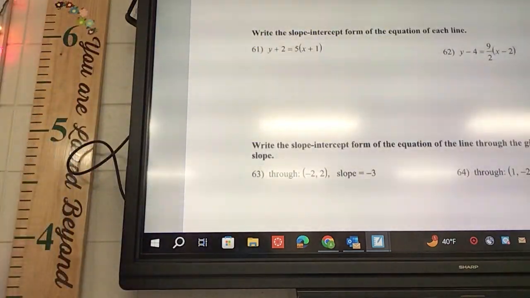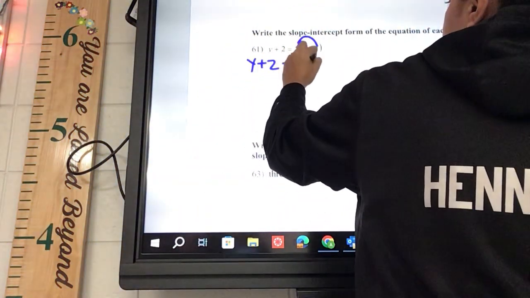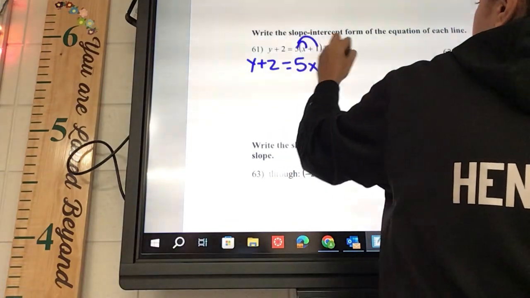Okay, 61 says write the slope intercept form. Okay, so that's just getting the y by itself. Okay, so when we see parentheses, we know to distribute. Okay, so it's going to look like y plus 2. Well, 5 times x is 5x. 5 times 1 is also 5.